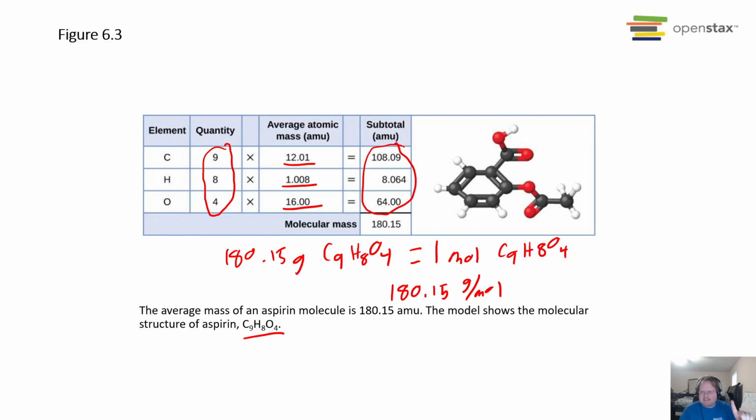The mass of a single molecule of this is 180.15 AMUs. The mass of a mole of this molecule is 180.15 grams. You will use the grams per mole more often because it's useful in conversions, but the AMU statement is also true. So you should be able to recognize both and be fine with that.